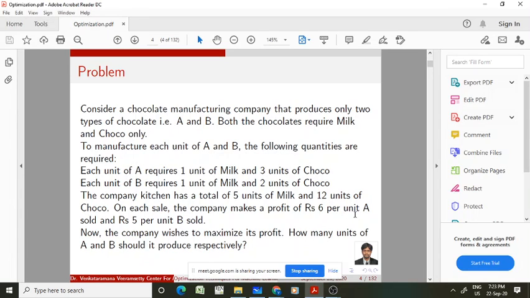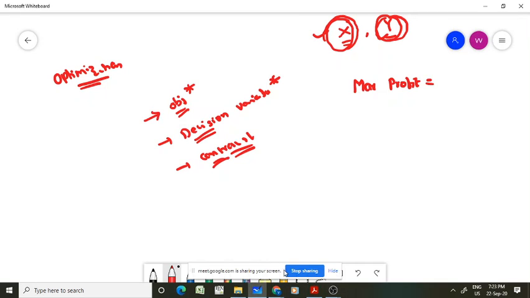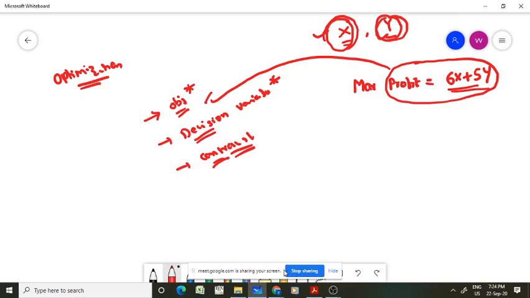Yes, it is because on 1 unit of A you are getting 6 rupees profit, and on 1 unit of B you are getting 5 rupees profit. So if we are producing X number of A type chocolate and Y number of B type chocolate, then the profit will be 6x plus 5y. Now we are going to maximize this. So this is called the objective function. Our goal in this optimization problem is to maximize 6x plus 5y, which is called the objective function.